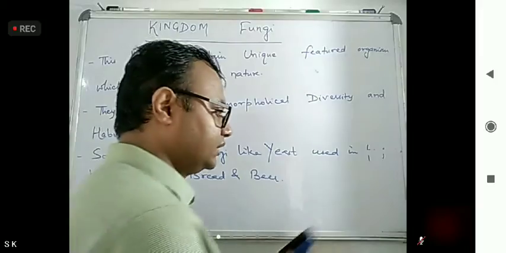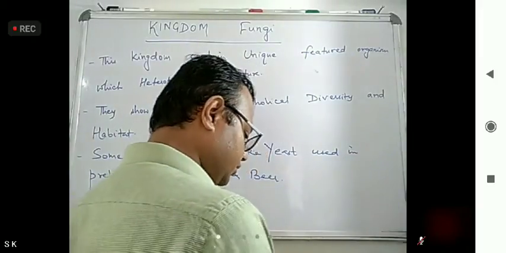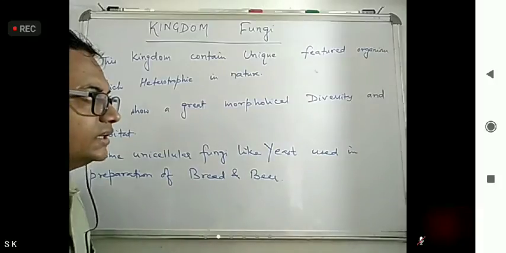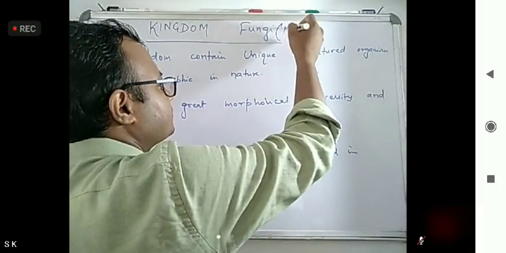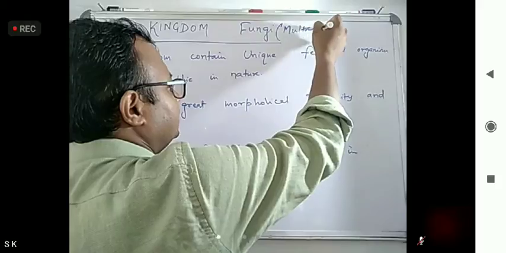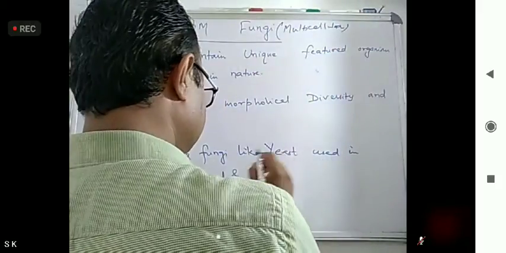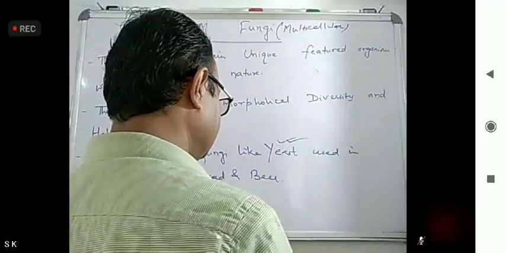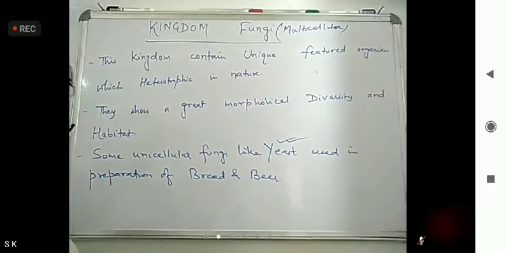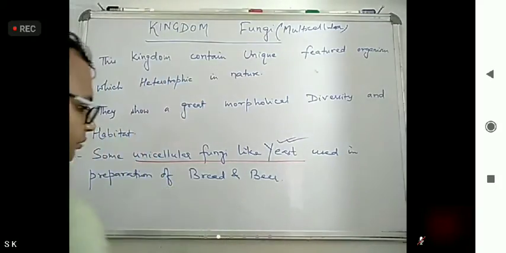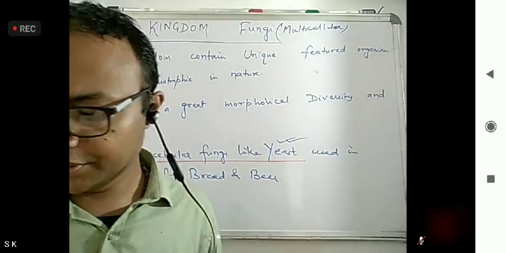Okay, they are used for bread and beer. And you have to remember that mostly kingdom Fungi are multicellular, but yeast is the fungus that is unicellular. So unicellular fungi like yeast are used in preparation of bread and beer.